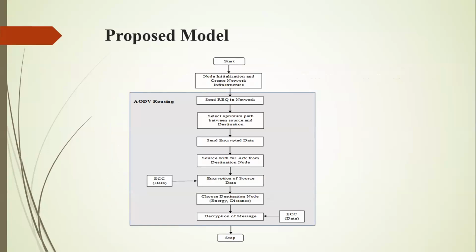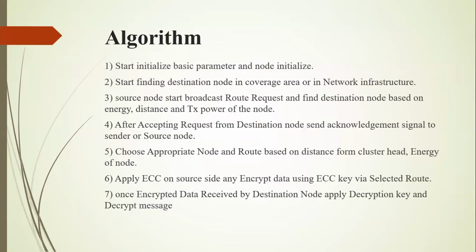Now this is my proposed model. I will explain these steps in the algorithm. Start by initializing the basic parameters and nodes. First of all, the sender decides which node we are using to send the data, which one is the sender. So initializing the basic parameters: what parameters we use from our side and which node we use to send the data.